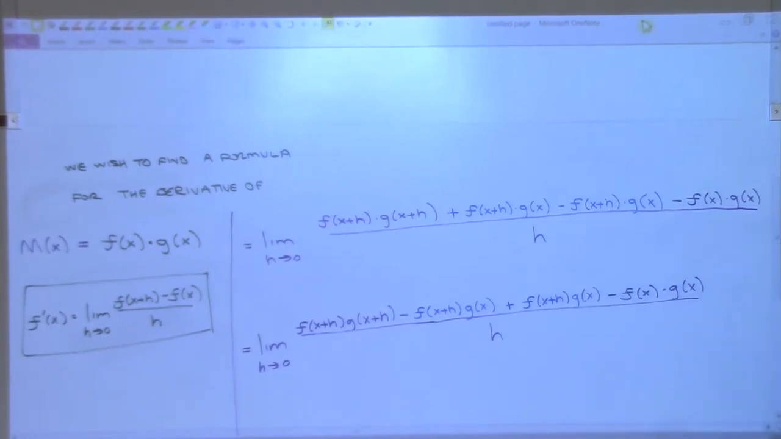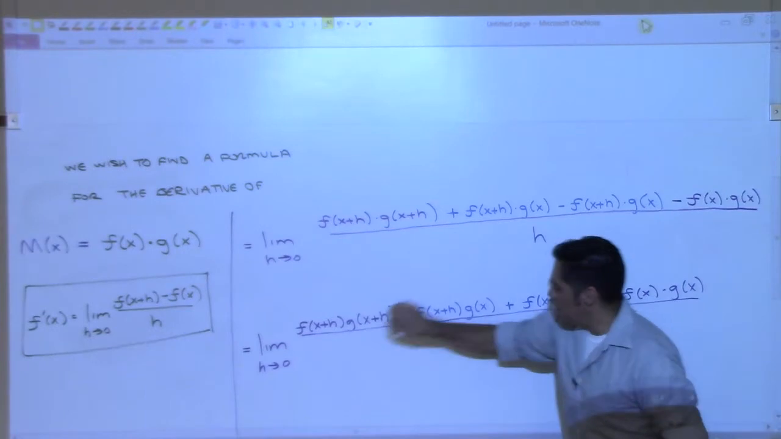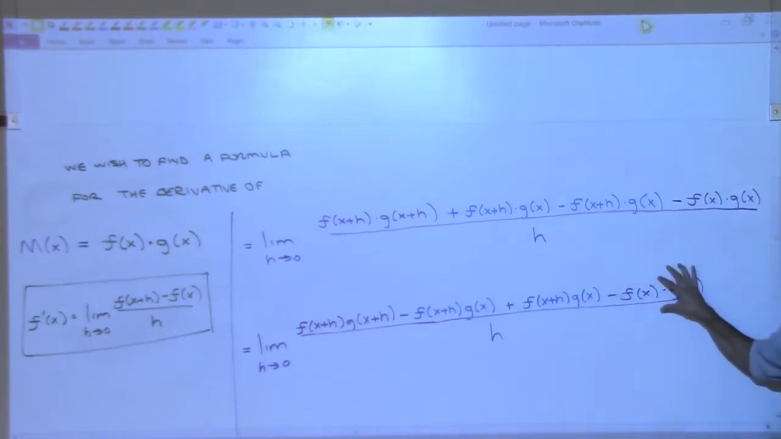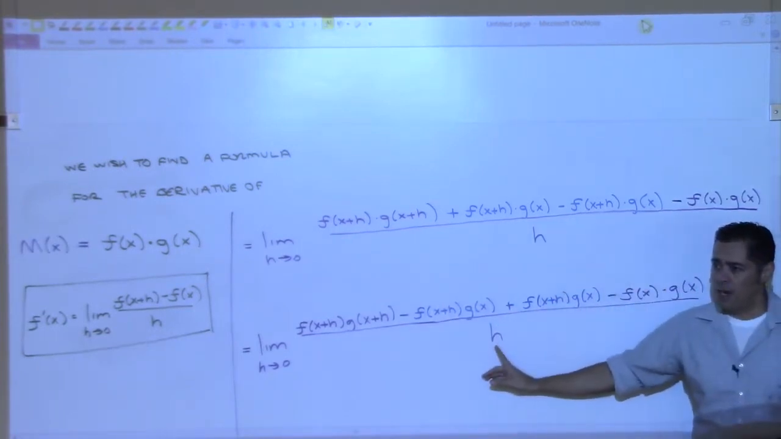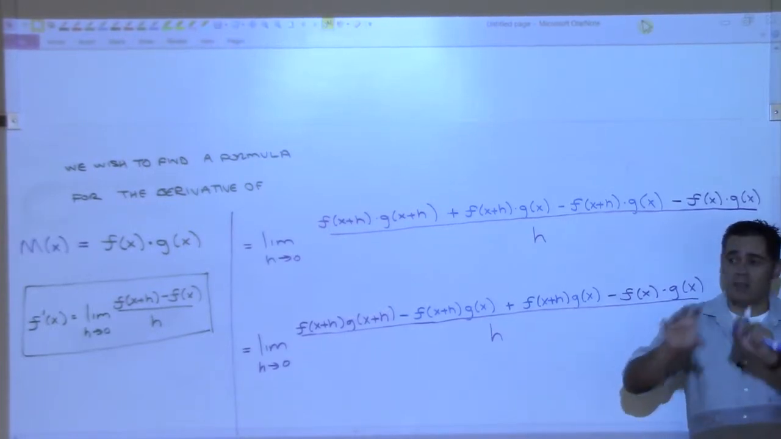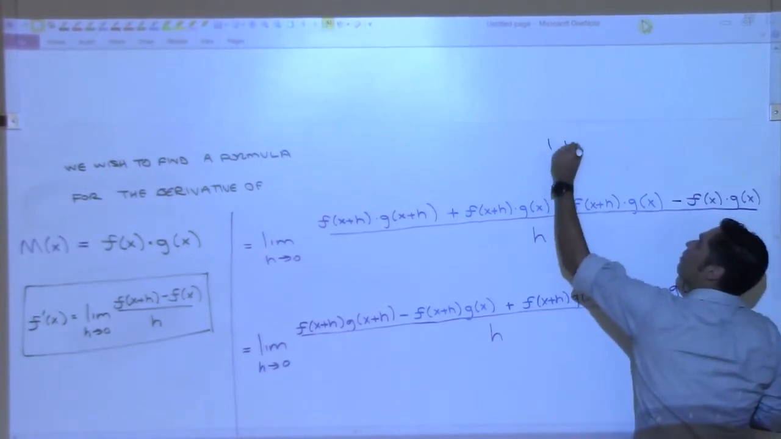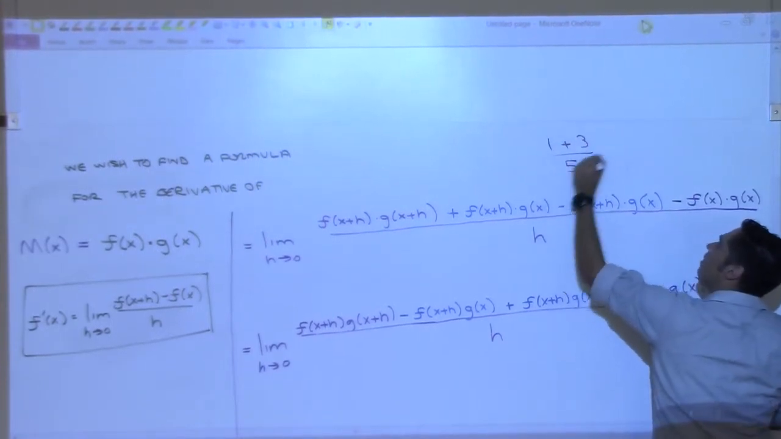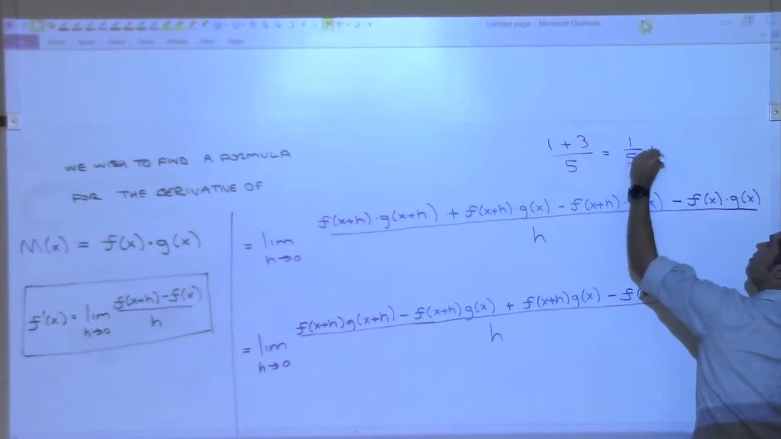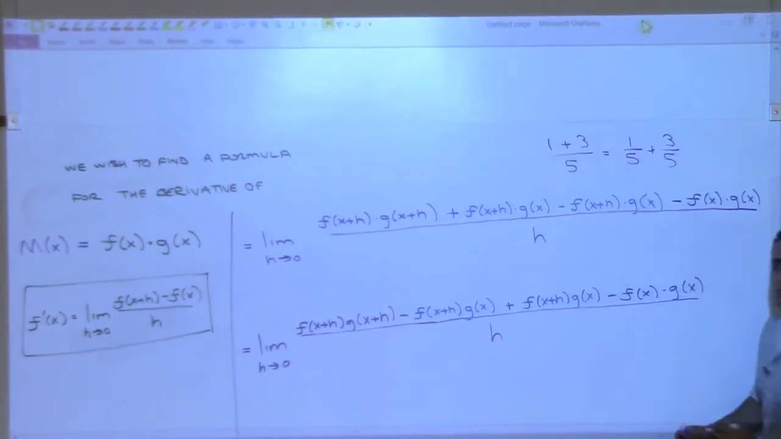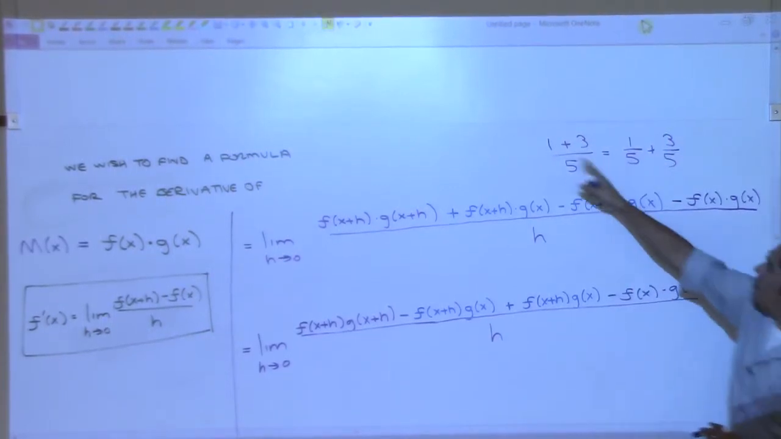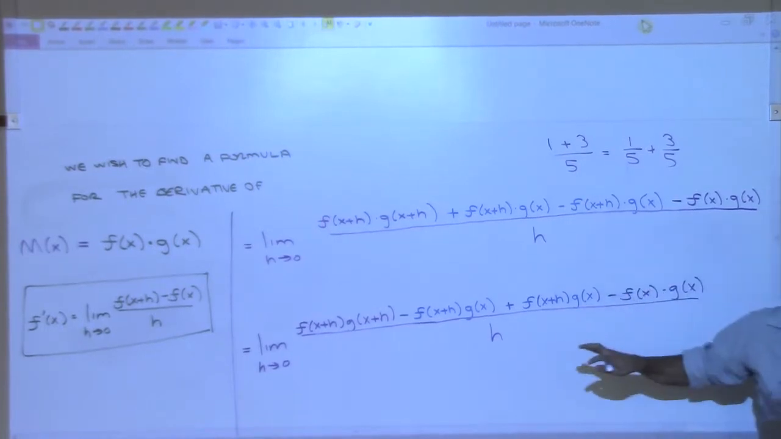Now, do you see that we have 1, 2, 3, 4 terms over a single denominator? Algebraically, we would be allowed at this point to split this up into separate fractions. In other words, if you have 1 plus 3 over 5, you're allowed to write that as 1/5 plus 3/5. That's a legal move. If you've got multiple terms up here and one term down here, you can split it up.